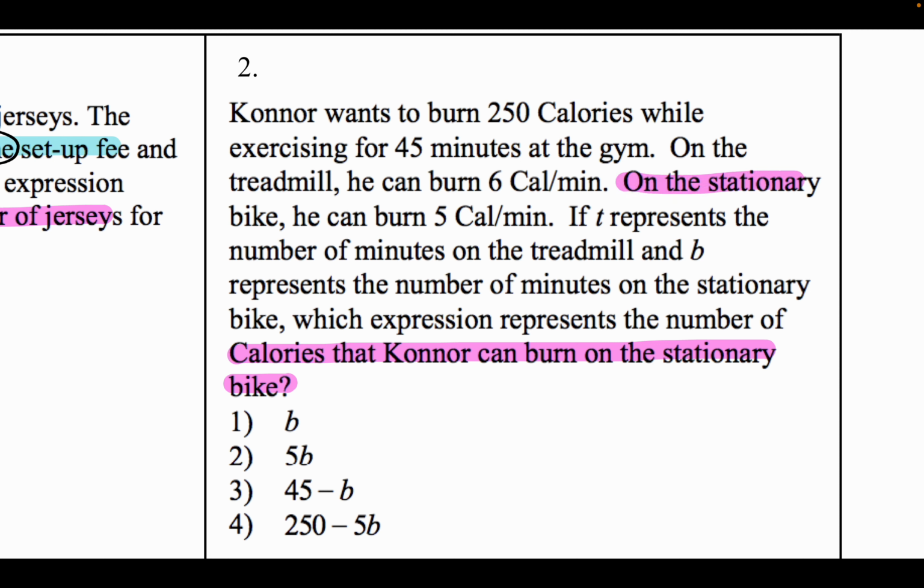So they give you all this information about the time at the gym, but they only want to know how many calories can he burn on the stationary bike. So here's our information for that. On the stationary bike, he can burn 5 calories per minute. So they also tell you that B represents the number of minutes on the stationary bike. So if he's burning 5 calories a minute and B is the number of minutes he's on the bike, the calories that he can burn on the stationary bike are represented by 5B. So they gave you a lot of information that you did not need for that problem.